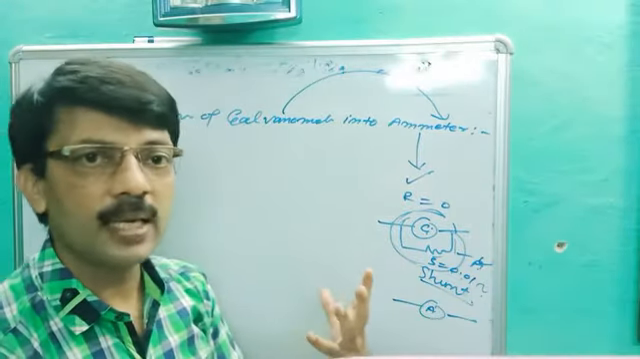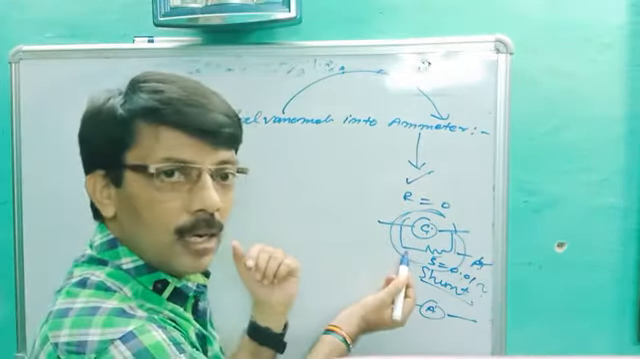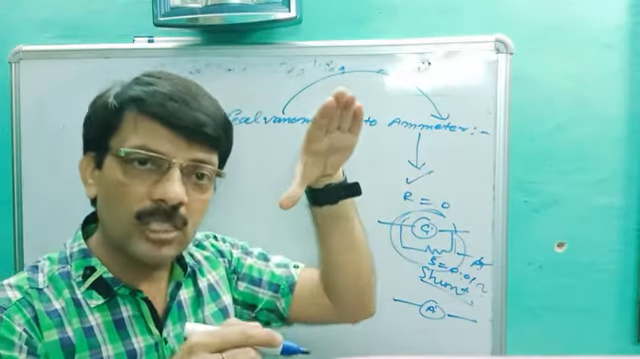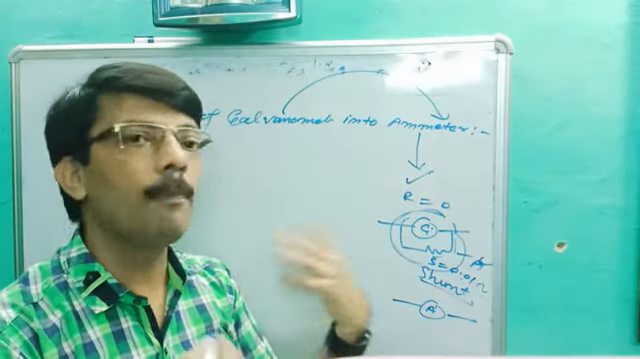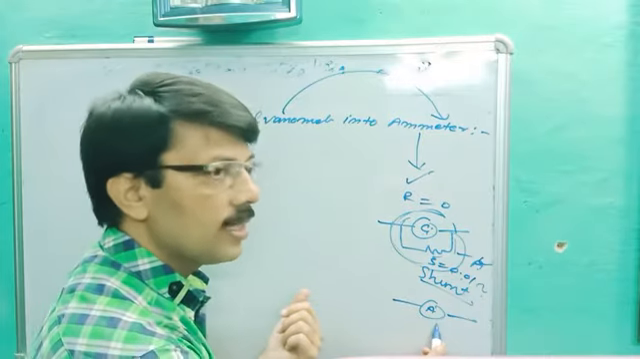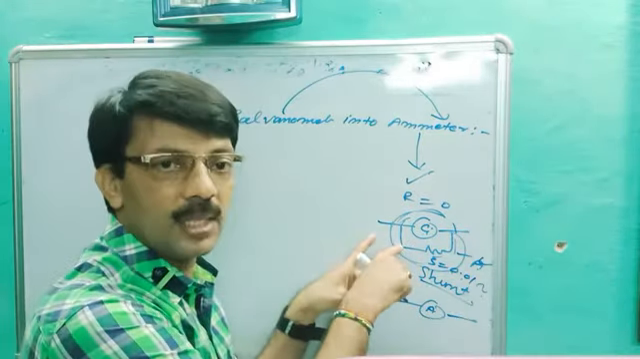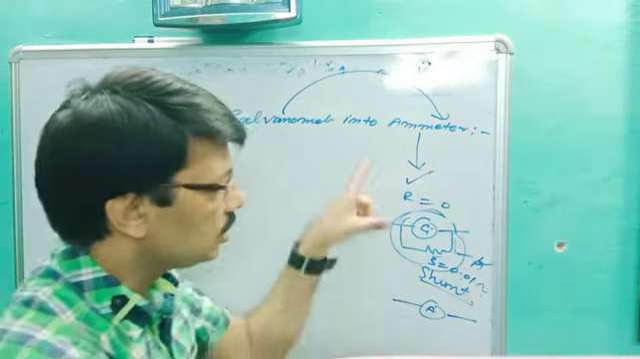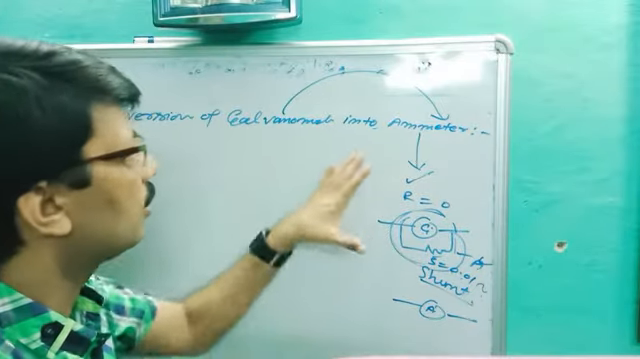Why is it connected in series? Because it is made by parallel combination. If you connect it in parallel, the resistance will decrease much more, so it will burn out. That's why it is connected in series. So it is made by parallel combination and it should be connected in series. These are the contents of what an ammeter is.